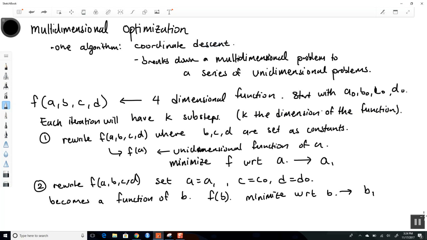And then you continue and you do this for each variable, okay? You set everything else to be fixed values, and you reduce your multi-dimensional function to a one-dimensional function, and then you optimize with respect to that one variable. So, I'll try to draw a picture. This picture might be a disaster, but I'll try it.